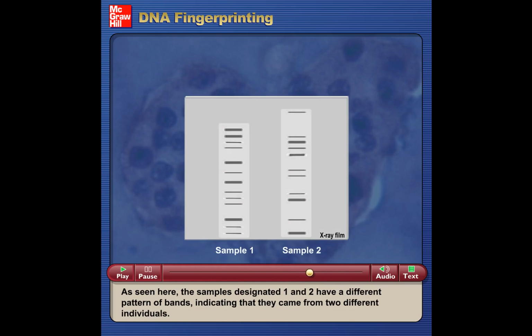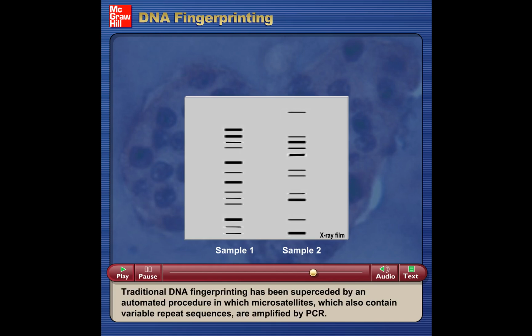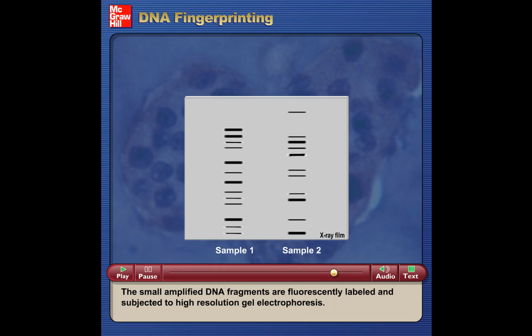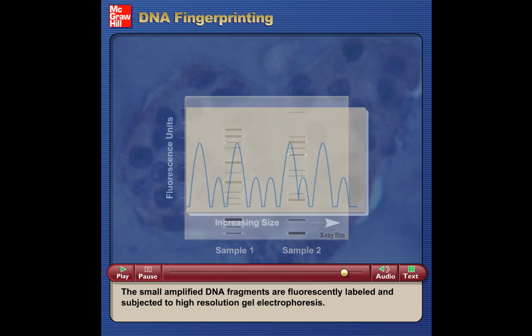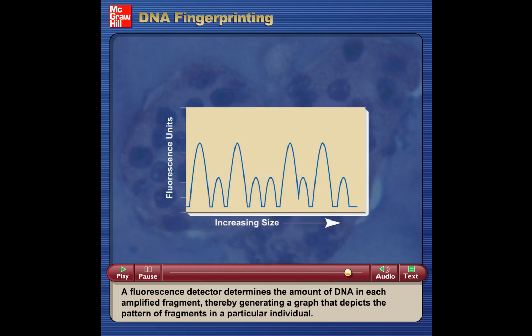Traditional DNA fingerprinting has been superseded by an automated procedure in which microsatellites, which also contain variable repeat sequences, are amplified by PCR. The small amplified DNA fragments are fluorescently labeled and subjected to high-resolution gel electrophoresis. A fluorescence detector determines the amount of DNA in each amplified fragment, thereby generating a graph that depicts the pattern of fragments in a particular individual.